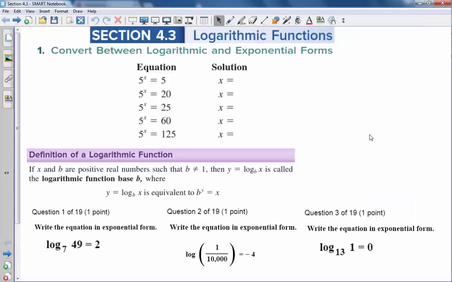4.3 is about logarithmic functions, logarithms. I know most of you guys have seen logarithms in your life before, okay? I know some of you guys can think, oh, we can do all logarithms with a calculator or an online source. Don't. You need to understand how to do this manually, okay?